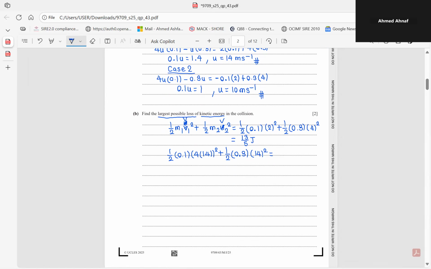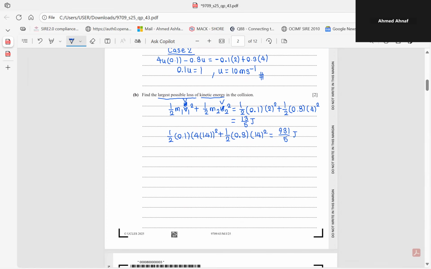So type this all into your calculator. You will get 931 over 5 joules. And now we can find the difference between these two to calculate our loss. So this is going to be 180 joules. So this is our final answer for this part as well as the entire question.